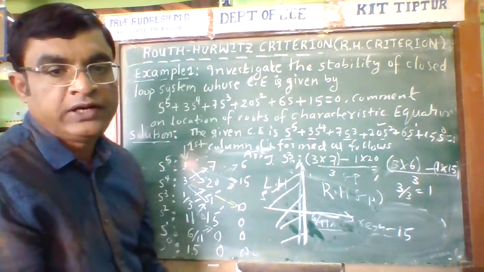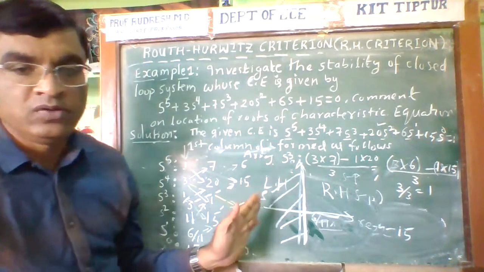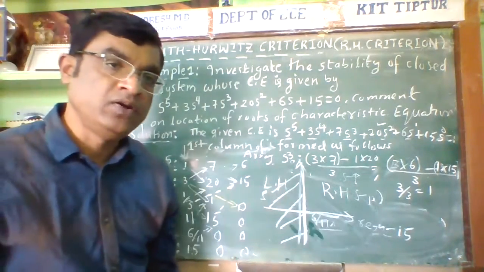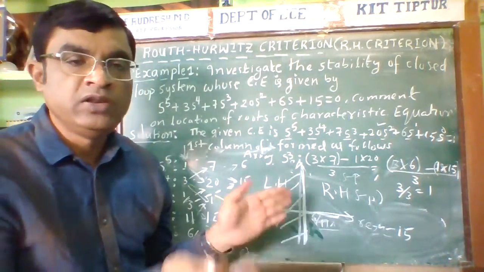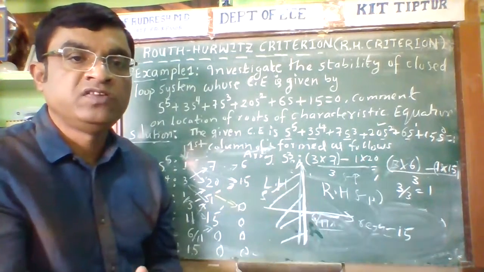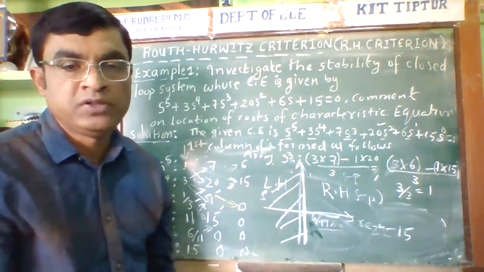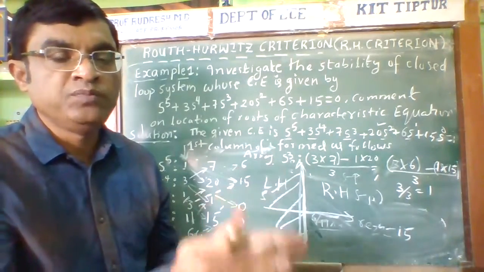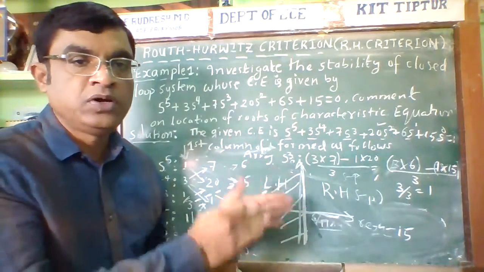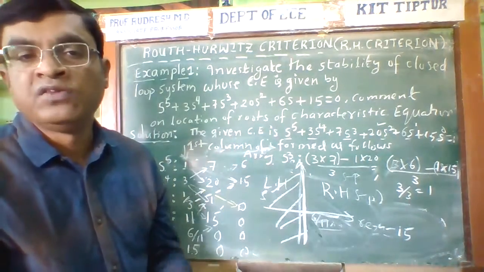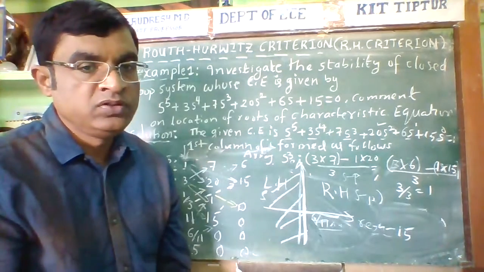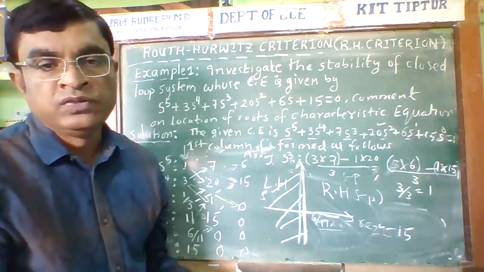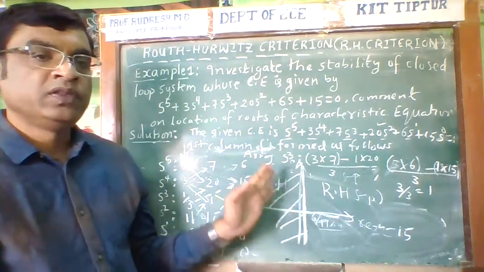If all the roots are lying on the left half of the S plane, then the impulse response is finite, then the system is stable. If the impulse response is finite, then the output of the system, which is input times the impulse response, is finite input times a finite value. Therefore, the output is bounded. Therefore, the system is stable.